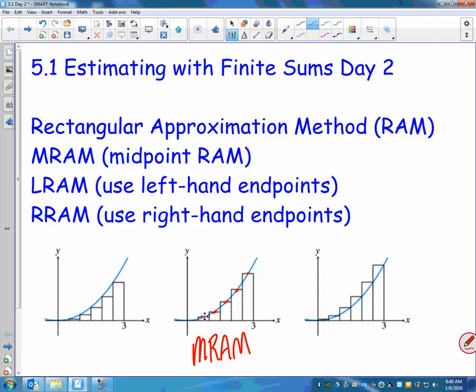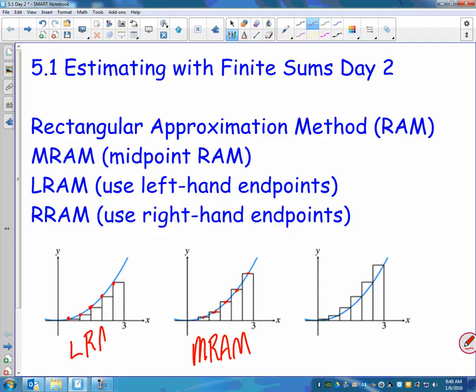LRAM uses the left endpoint of each rectangle. So which one of the pictures is that? First one? This one? And as you can see, the height of each rectangle is the left endpoint. And on this graph, all of those rectangles are underneath the curve, which means this is definitely going to underestimate our graph.